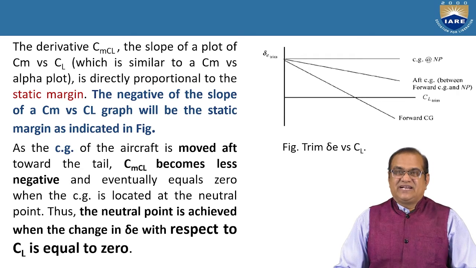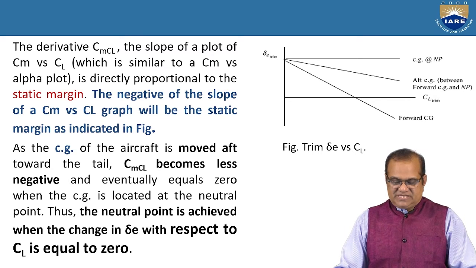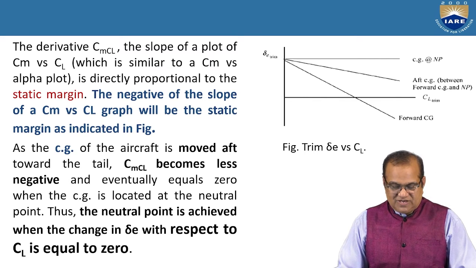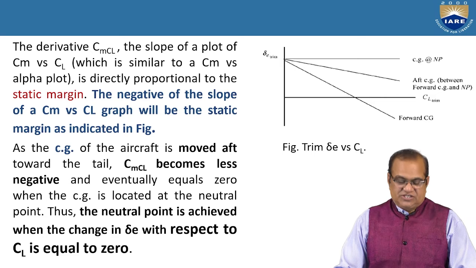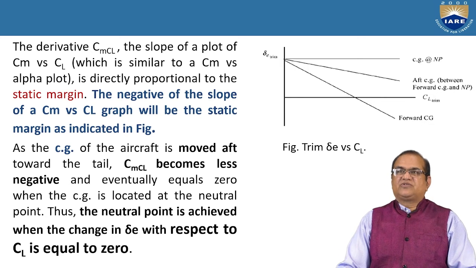As the center of gravity of the aircraft is moved aft towards the tail, dCM/dCL becomes less negative and eventually equals 0 when the CG is located at the neutral point.